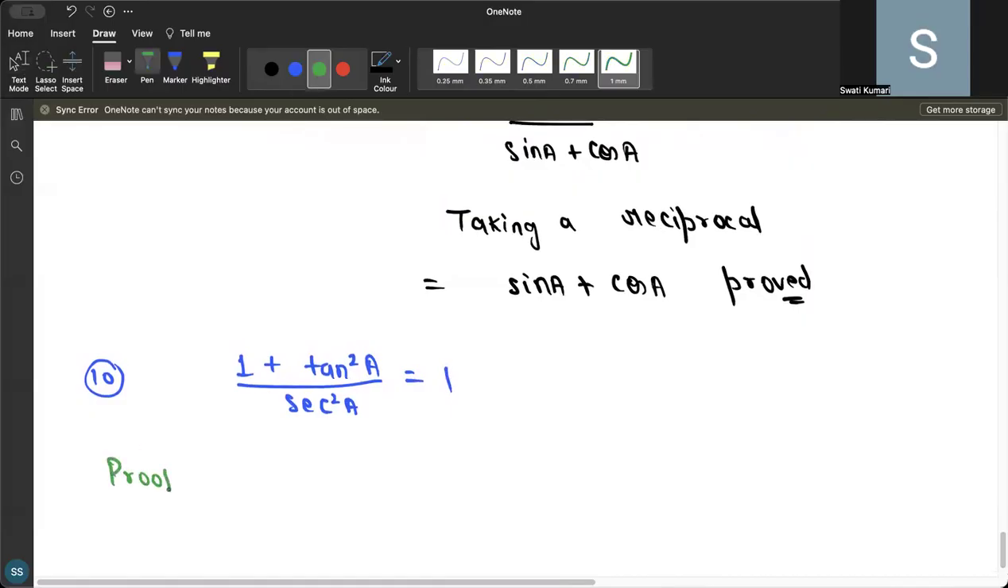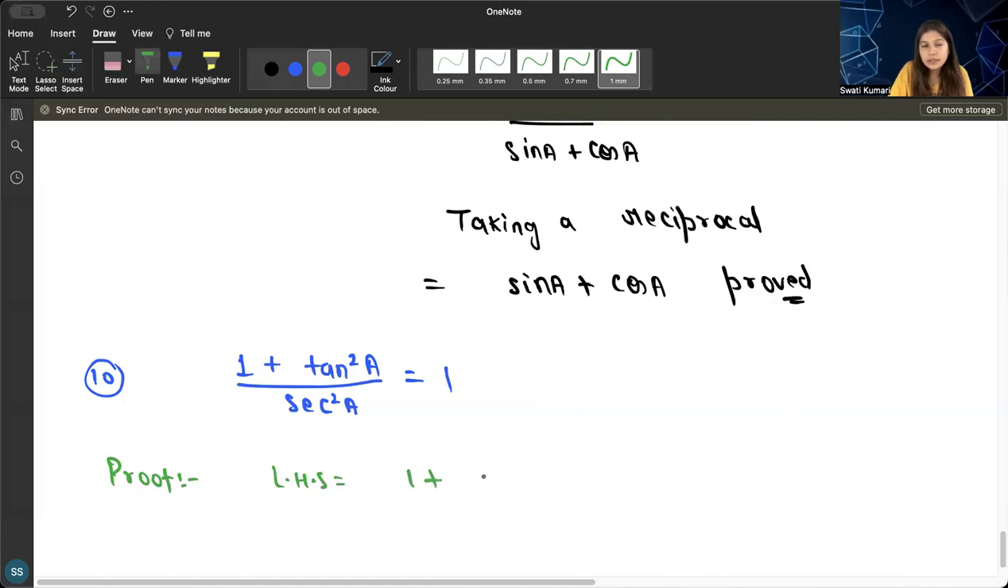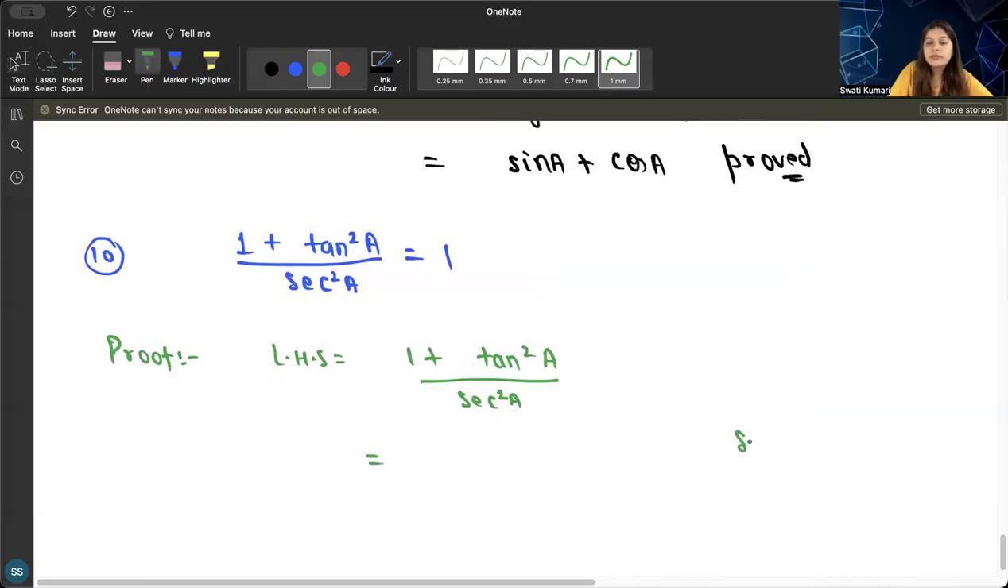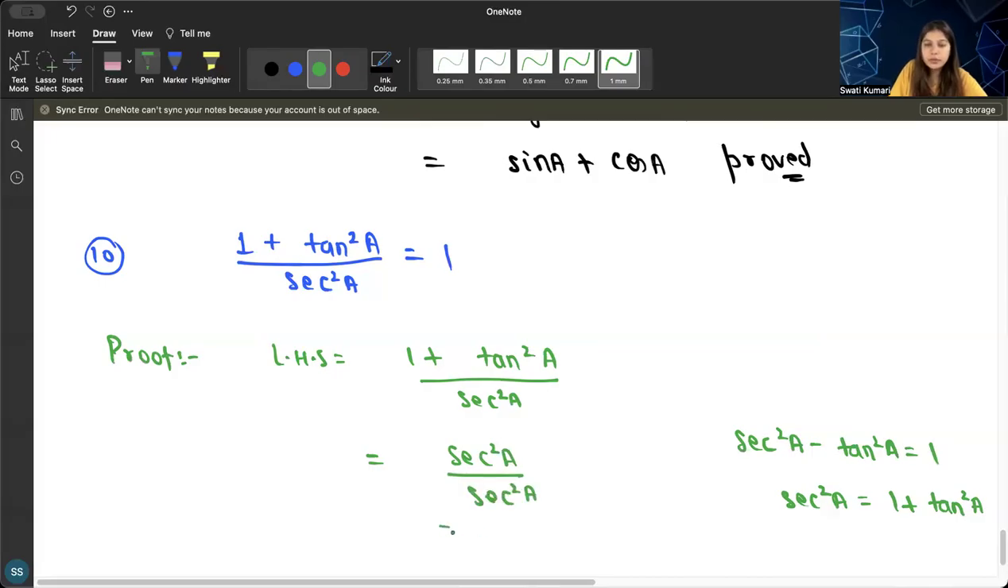So we are going to start from the LHS here. So on the LHS, we have 1 plus tan square A upon sec square A. So here we can use the formula that I had written earlier as well, which is sec square theta minus tan square theta is 1. So sec square A minus tan square A is 1. So here we can also write down sec square A is 1 plus tan square A. And at the place of 1 plus tan square A, we can use this formula. So it will become sec square A upon sec square A, which is nothing but 1, which is nothing but our RHS, hence proved. And with that, we are done with our video for today.